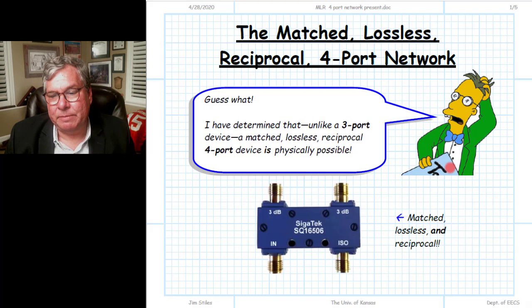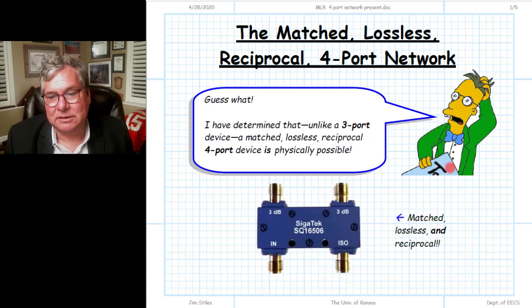So a three-port device that's matched, lossless, and reciprocal is not possible, since the scattering matrix that would result cannot exist mathematically. Although it turns out a two-port device can exist that's matched, lossless, and reciprocal. It's kind of a trivial one, but there is one that exists. The question then becomes, is there a four-port network that is matched, lossless, and reciprocal? And it turns out there is.